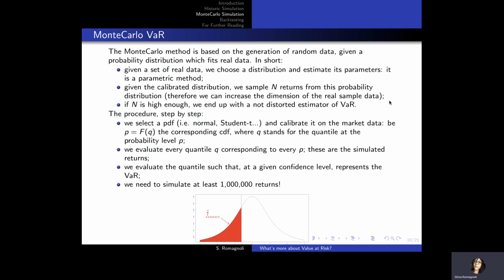In the picture, we have a t-student probability distribution with 2 degrees of freedom, which is the selected distribution of returns. We can observe that for P equal to 0.3, which is represented by the red area, we have a quantile Q equal to minus 0.617. Keep in mind that this method requires simulating at least 1 million returns.